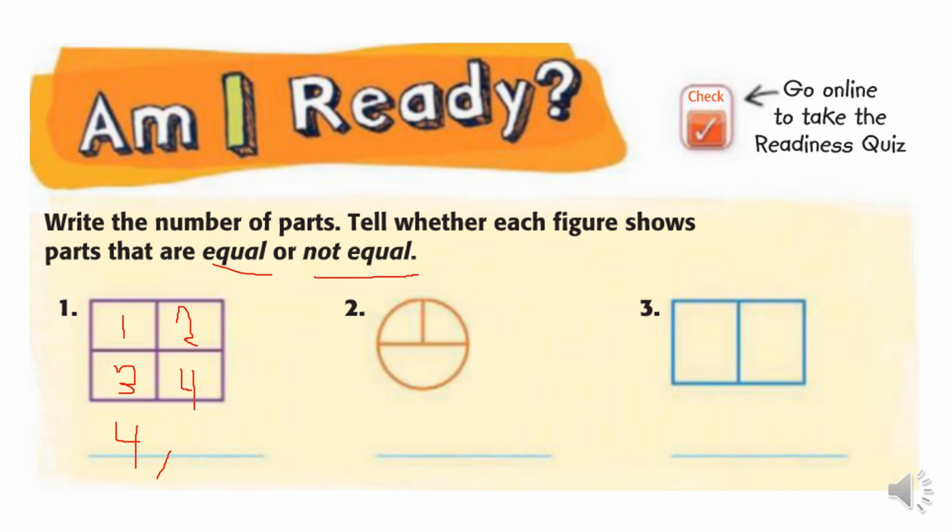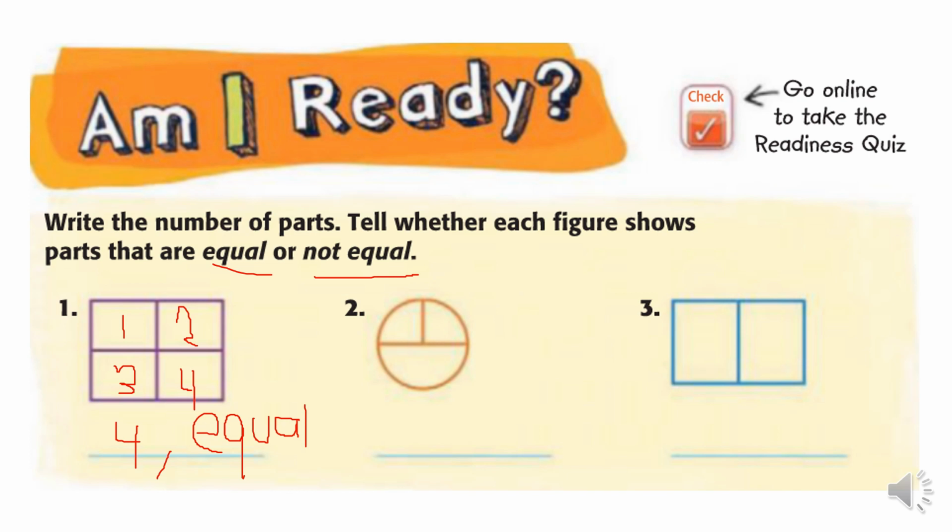What does it mean if it's equal or not equal? You remember that equal means that all the parts have the same space. Okay, so in the first one we have 1, 2, 3, 4, and all of the parts have the same space, right? From the square. So we're going to write equal, because all of the parts have the same space.